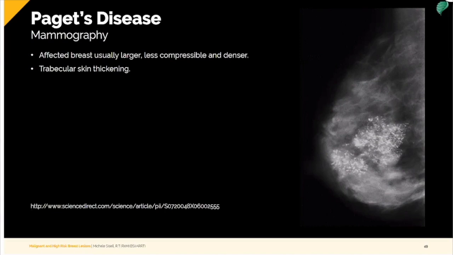Here's a 32-year-old female who presented with a firm right breast mass and bloody nipple discharge. On the right, this medial lateral oblique mammogram shows a new area of density with pleomorphic segmental microcalcifications. Pathology came back as Paget's disease with ductal carcinoma in situ comedotype, which is the more aggressive breast cancers.